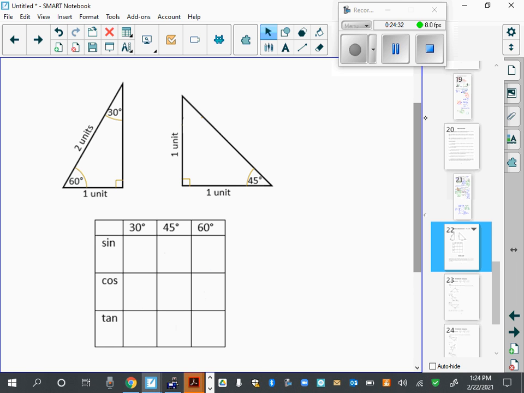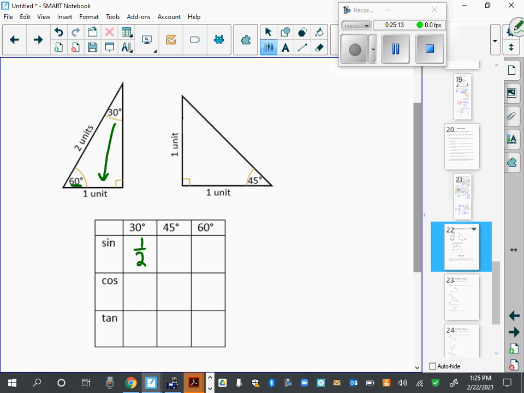Anybody figure out one? Someone tell me something. Okay, well the easiest one is right here. Sine 30 is what? Opposite over hypotenuse. 1 over 2. Yep. So that's one of the ones we can figure out just by looking at the diagram. What else is 1/2?